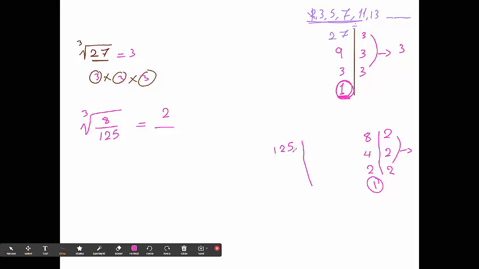For 125, we studied previously that any number whose unit digit is 5 is divisible directly by 5. So we can divide 125 by 5. It will be 25. And of course, the unit digit is 5. So the number 25 is divisible by 5. Divided by 5 equals 1. We reach the 1 at the end of the factorization. The number 5 is multiplied by itself 3 times, so the cube root of 125 is 5.